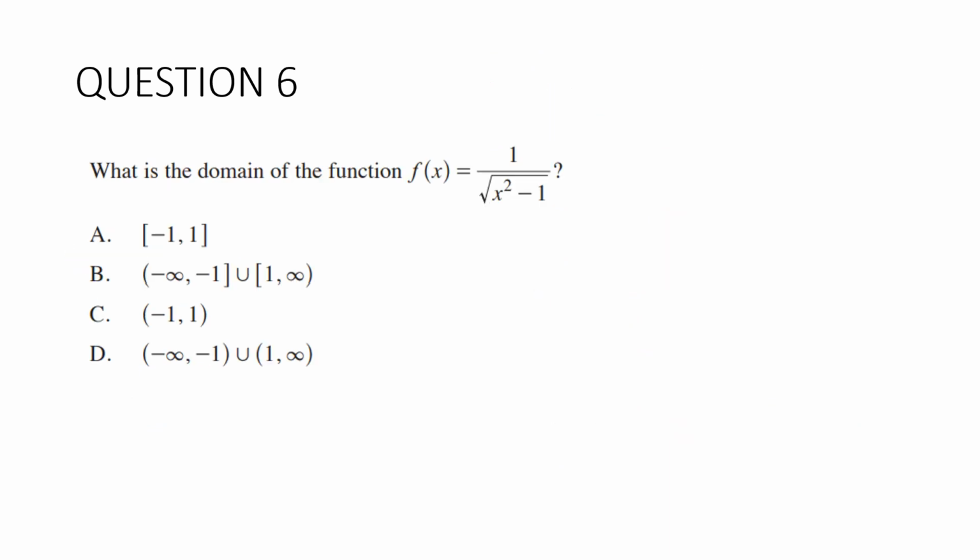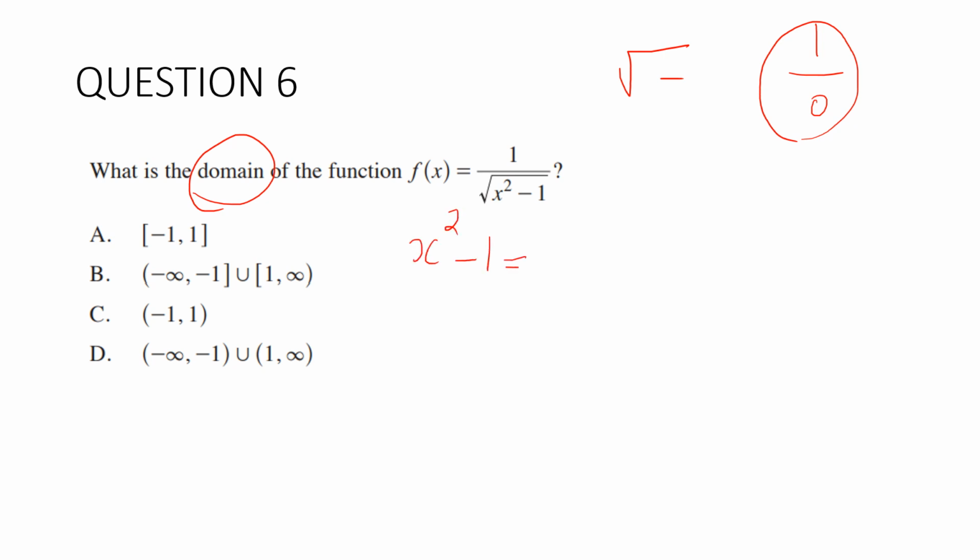Question 6. What is the domain of the function f of x is equal to 1 divided by the square root of x squared minus 1? Now when we're looking at domain, we're concerned with two things, a negative under a square root and a denominator of 0. And we could have both of these things occurring. So let's start with this because it's nice and easy. We don't want x squared minus 1 to equal 0. So that means that x squared cannot equal 1, x cannot equal plus or minus 1.